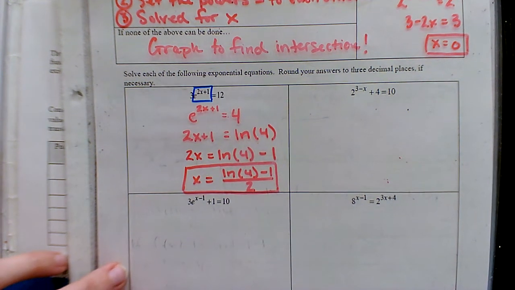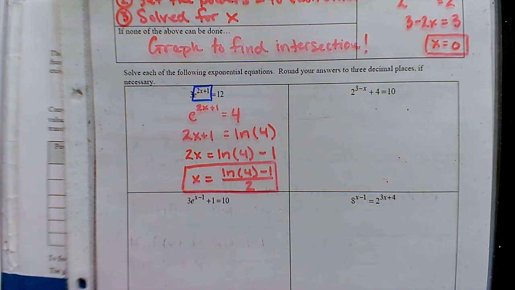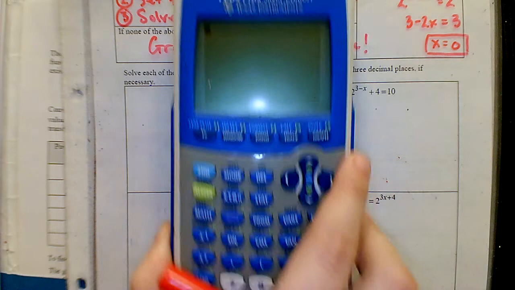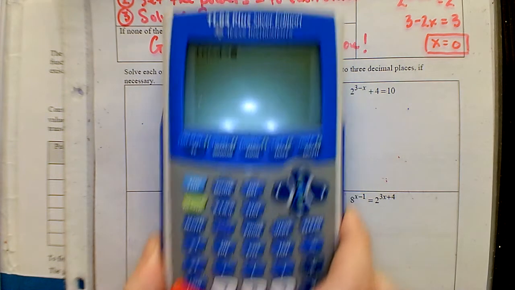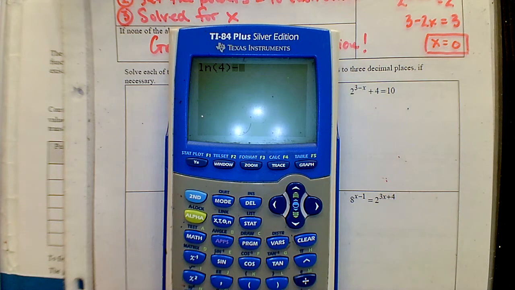Okay, we solved it by hand. But I know some of you might be decimal people. So if you have a calculator and you want to turn it into a decimal, you can. We'll go ahead and type in the natural log of 4. Make sure you close the parenthesis. And then minus 1. And we need to divide that by 2. So we get 1.93.